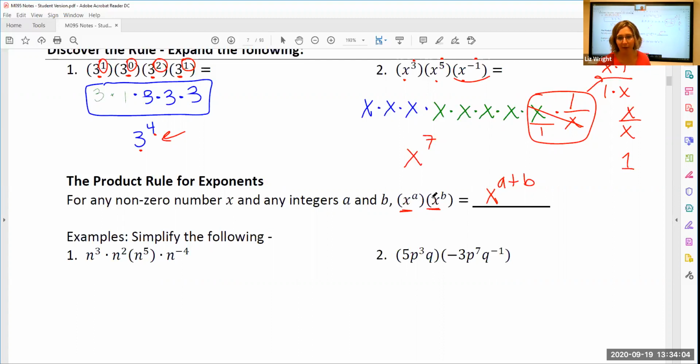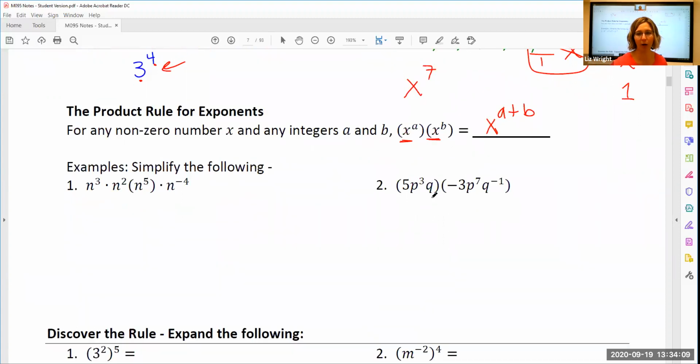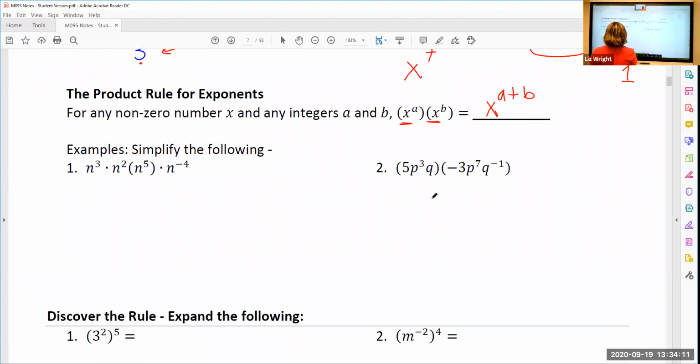If we have that case, then you can just add their exponents. And so we're going to apply that rule in the next 2 problems. So here it says simplify the following. So I'm going to follow order of operations. We're going to take care of that part first.